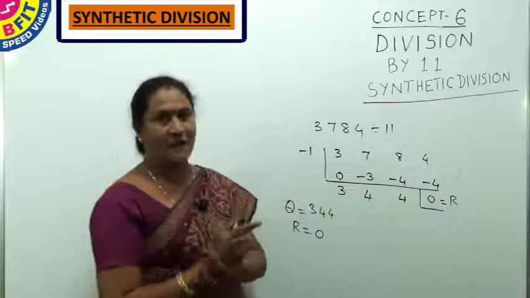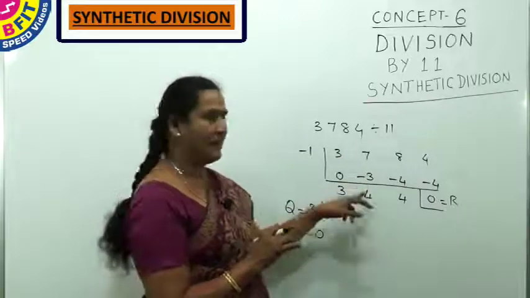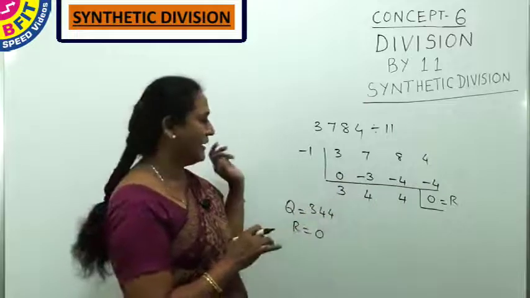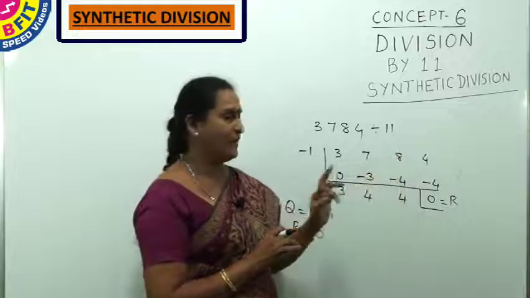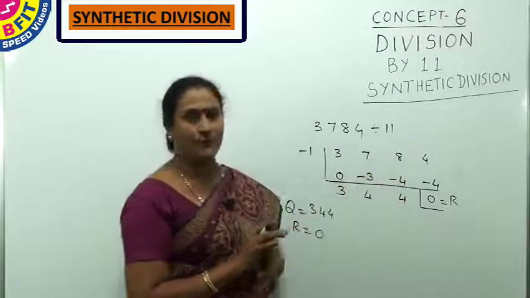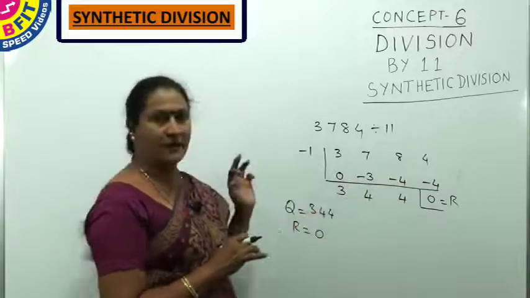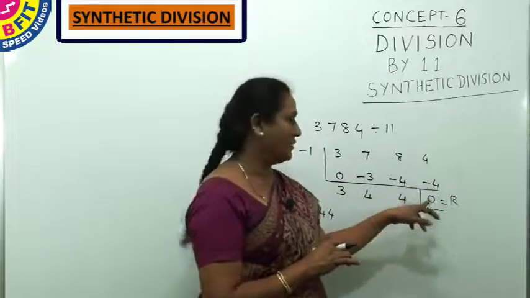So we just have to add the numbers. If it is negative, we'll subtract. So 7 minus 3 is 4. 4 into minus 1 is minus 4. So add 8 and minus 4. As we have a negative sign, 8 minus 4 is 4. So 4 into minus 1 is minus 4. Now adding 4 and minus 4, it is 0.